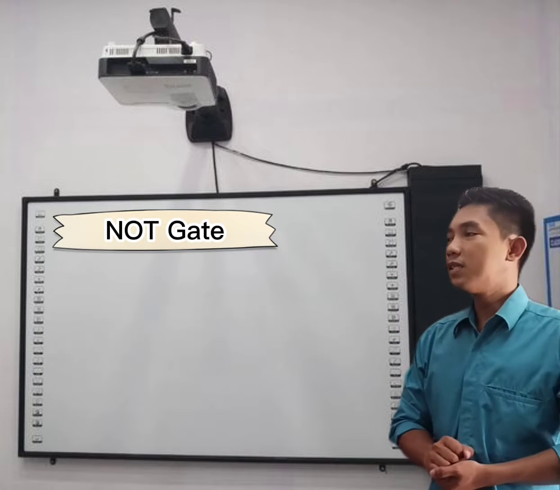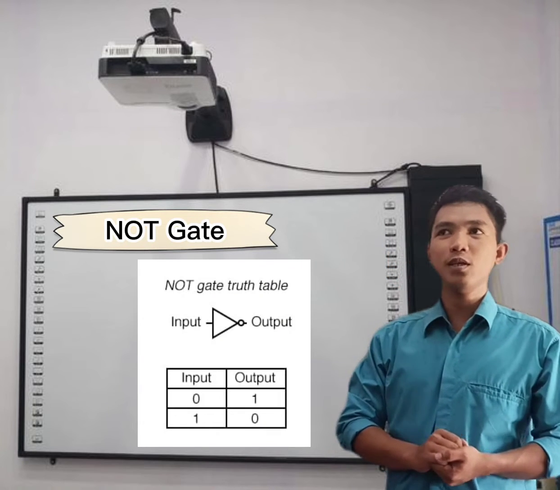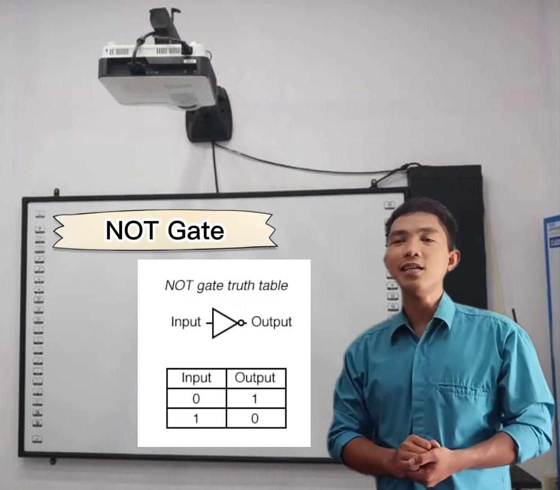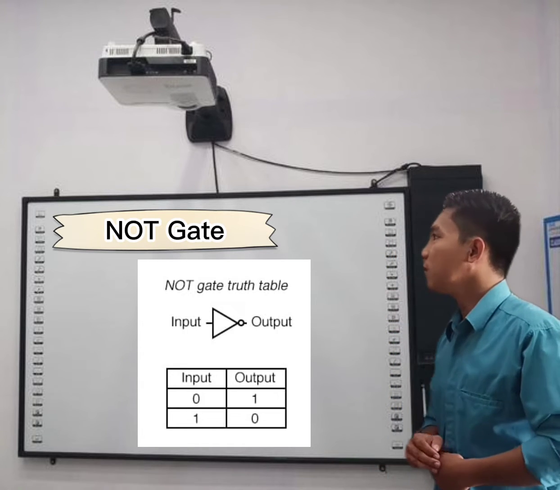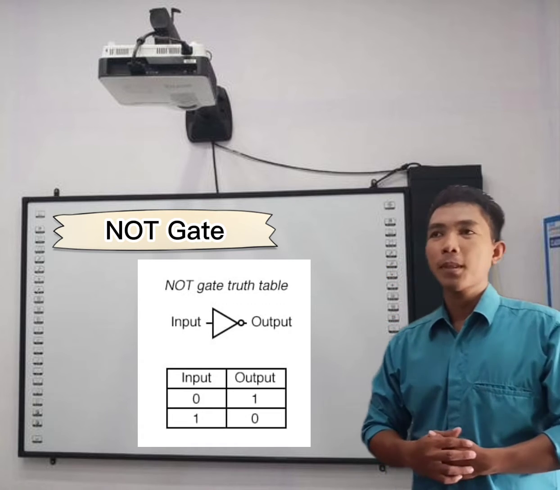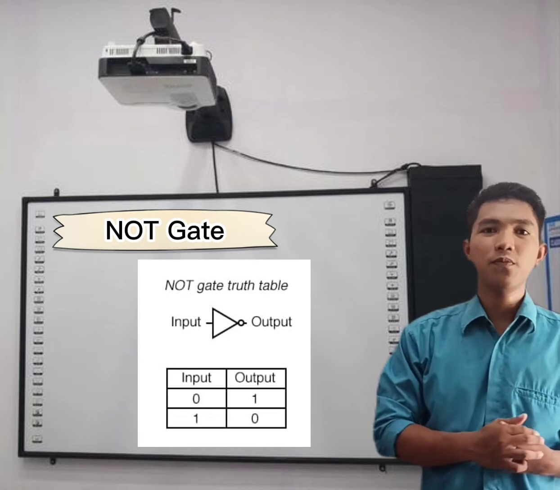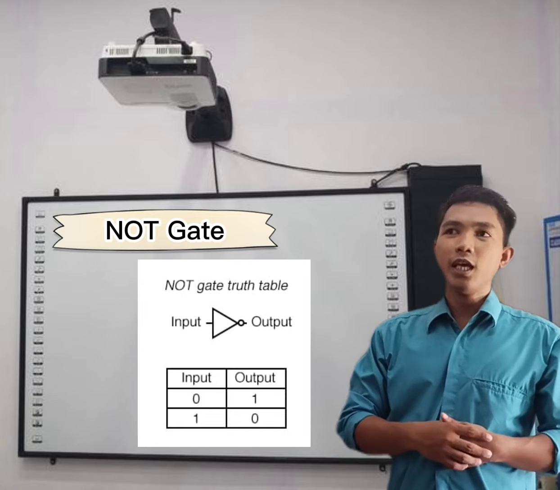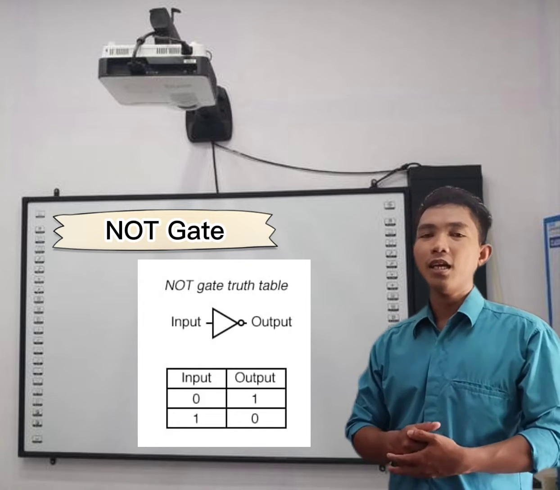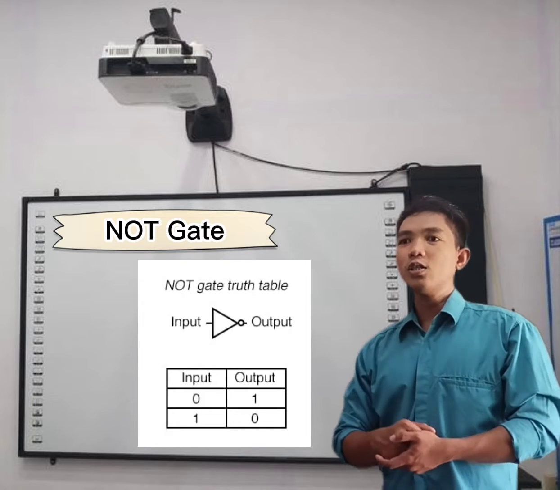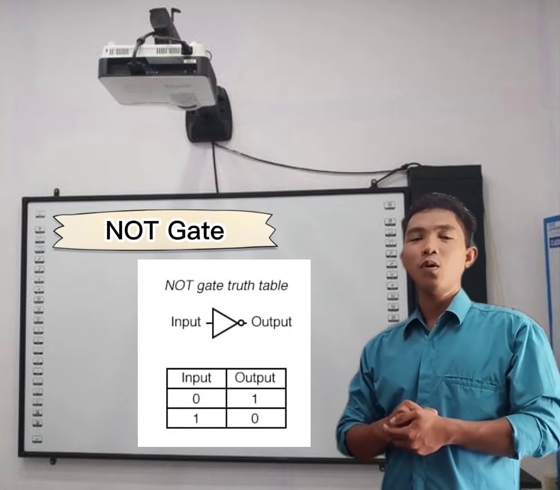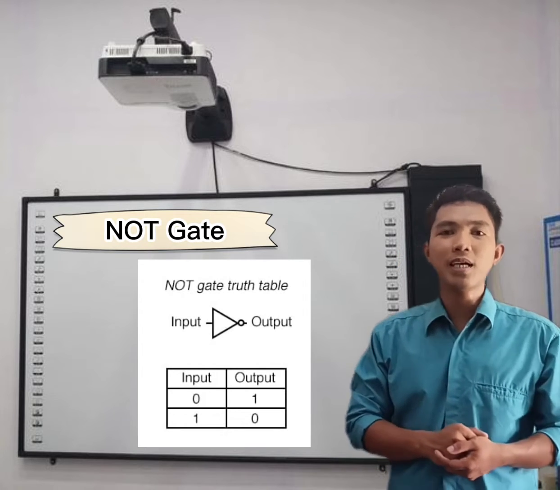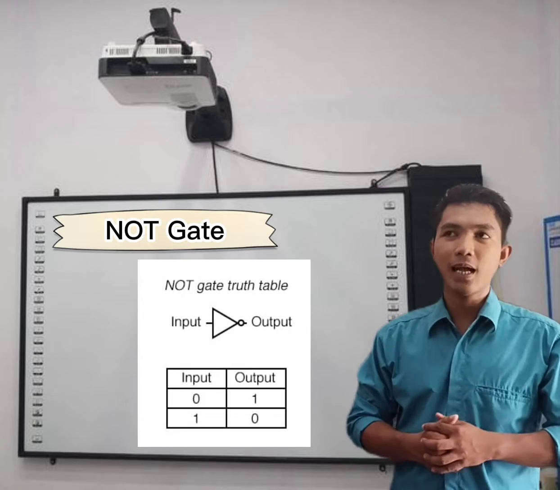When we see this symbol, it has a triangle with a small circle, and it has one straight line as input and only one straight line as the output. Let's assume that the voltage goes through the input of this NOT gate. And as we said, it is the inverter, so it performs inversion. The input 0 will become 1 and the input 1 will become 0, and vice versa.